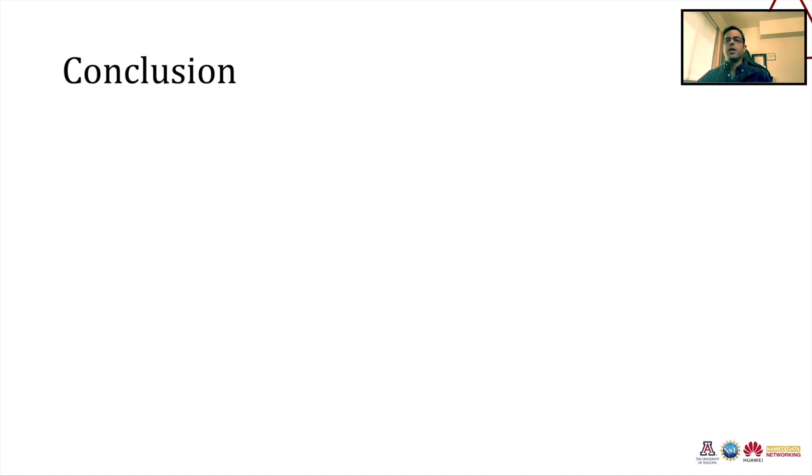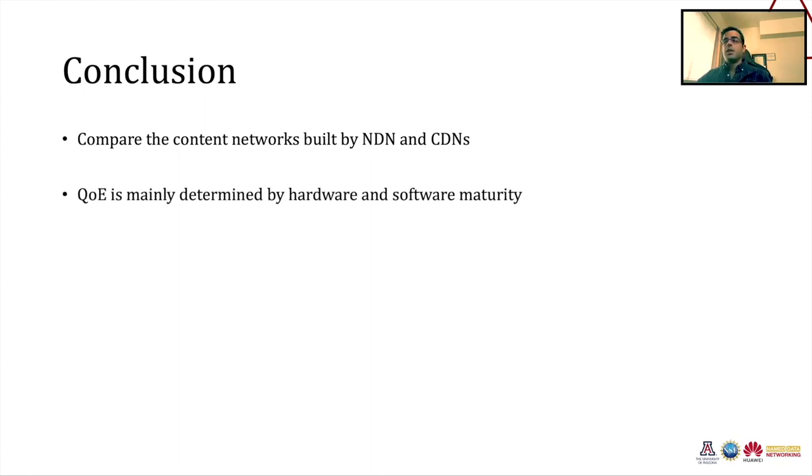To conclude, a decade of research and development on NDN technology has produced today's global NDN testbed. And for the first time, we evaluated this network in the wild and compared it with two well-known CDNs by running an adaptive video streaming service and streaming hundreds of videos from different continents. We argue that quality of experience in these networks is mainly determined by their hardware and software maturity. That is why the quality of experience in CDNs is better than the NDN testbed at present.